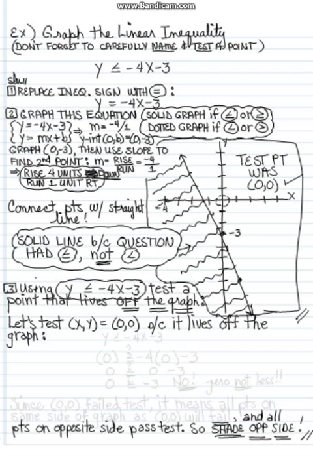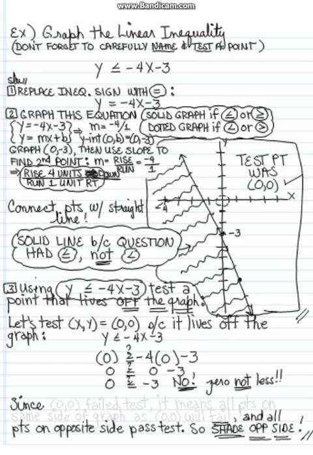So we can use it as a test point in our inequality y less than or equal to negative 4x minus 3. Replace the y with 0, replace the x with 0, because we're using x, y equals 0, 0. Simplify each side separately. This is the original inequality we're working with. We get 0 is less than or equal to negative 3. That is not true. 0 is not less than or equal to negative 3. So our test point failed.